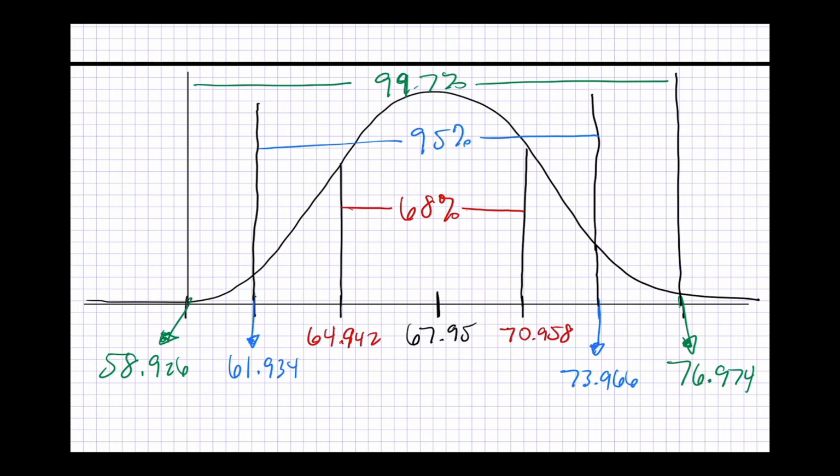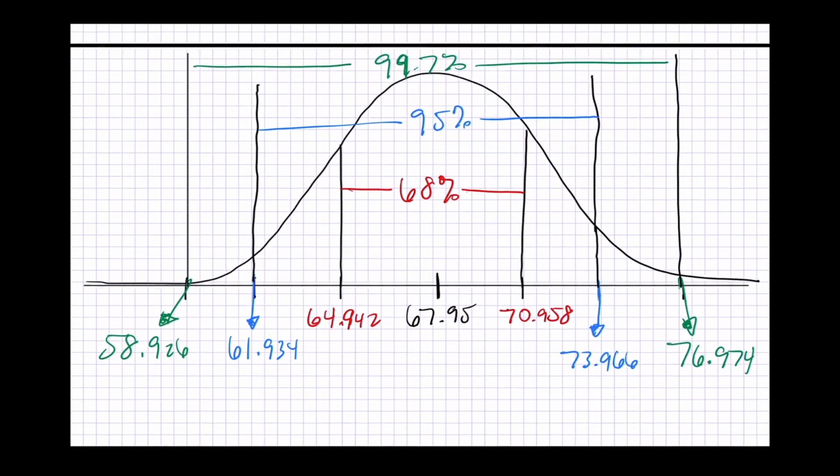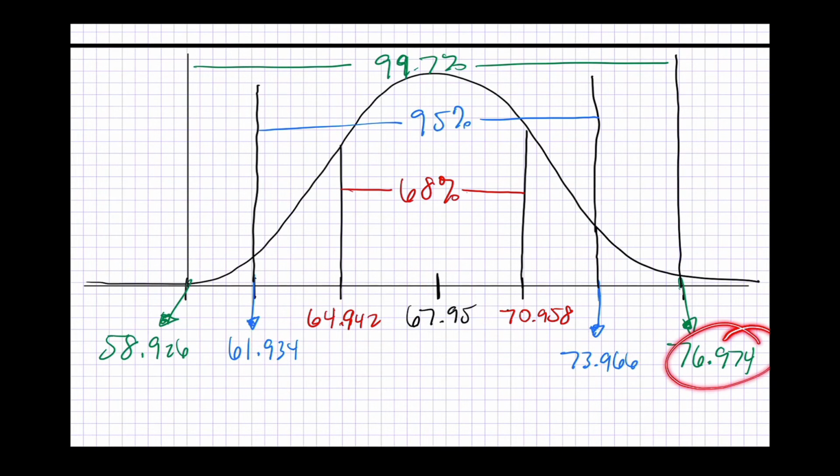Okay, so I calculated the number. I didn't calculate the percents, but I calculated the numbers. So one standard deviation above and below, that's in red. This is what I got for my mean and standard deviation. And then 2 standard deviations above and below, that's what I got. And then 3 standard deviations above and below, that's what I got.